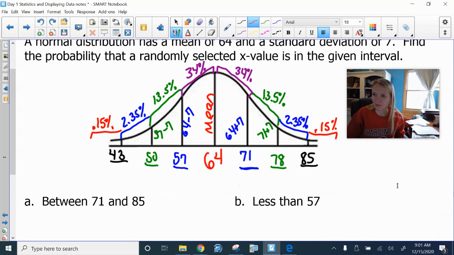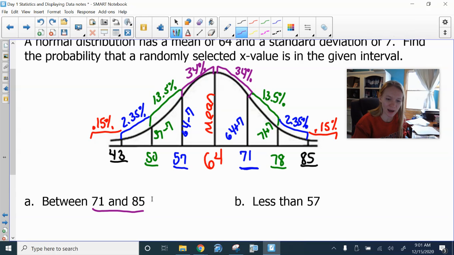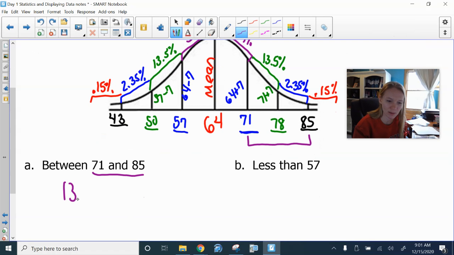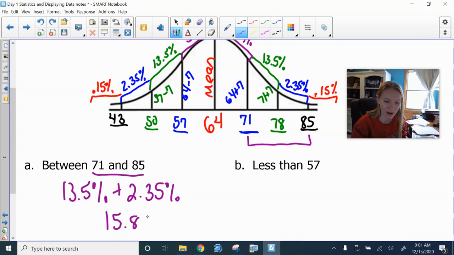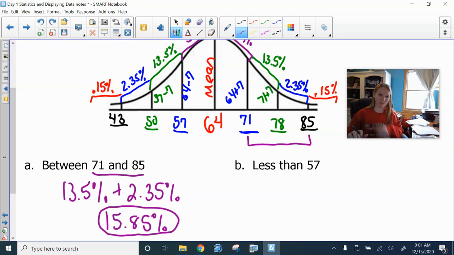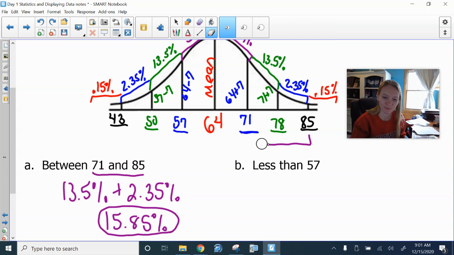So now we're just going to read the graph. It says we want to know what would be the probability, so the percentage, that something is selected between the given interval. So I want to know between 71 and 85. So I'm going to come up here and look at the graph. Here's 71, here's 85. So I'm going to just add those two percentages together. I'm just going to take my 13.5% and add it with my 2.35%, and that's going to give me my answer. I'll be at 15.85%. That's the probability based on this bell curve that something lands in between that range.